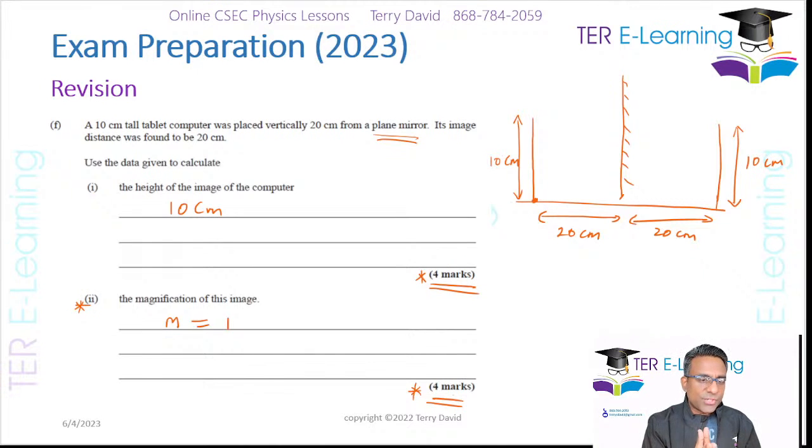A real image is one where the rays actually pass through it and it can be formed on a screen. A virtual image is one where the rays don't actually pass through it, and it cannot be formed on a screen. So sometimes they can ask you to differentiate between a real image and a virtual image in the exam, so be prepared to answer that.